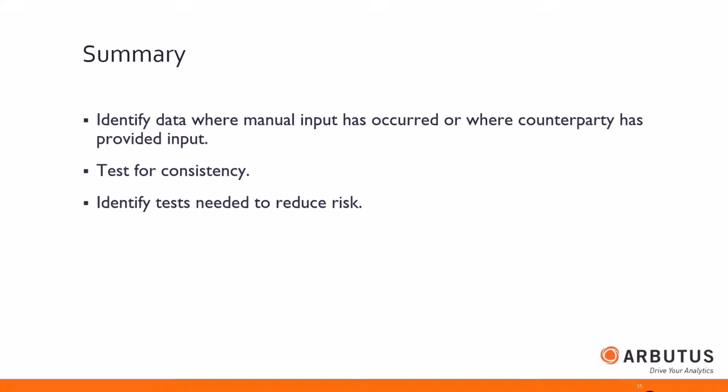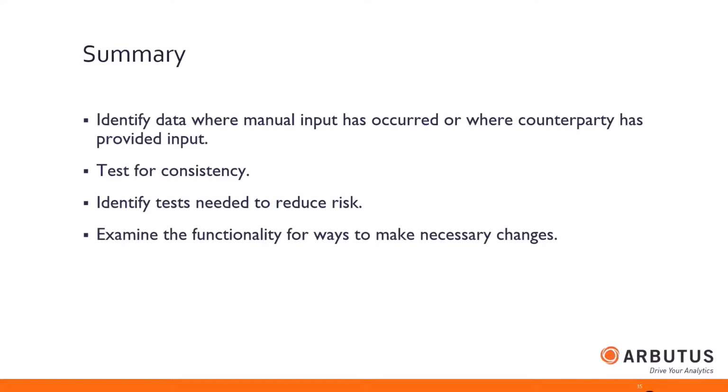So let's identify the tests after that are needed to reduce the risk. Once you've established that there are inconsistencies in the data, you can allow for them in testing. So find out what test you need to reduce the risk. Do you just need a simple, straightforward address match, or do you need one that's more subtle? And examine the functionality for ways to make the necessary changes. There's a lot of analytical power in the functions and the commands. And finally, call tech support if you're stumped. We have a great tech support team, always willing to help.